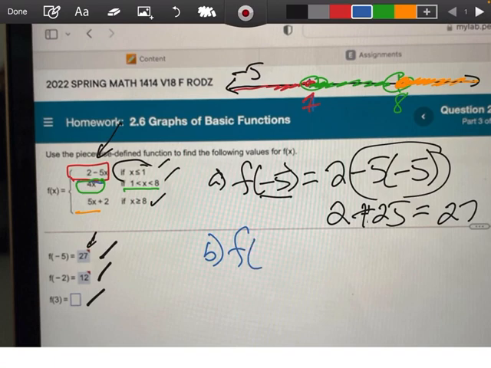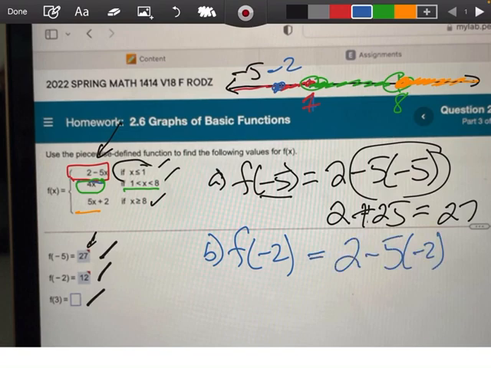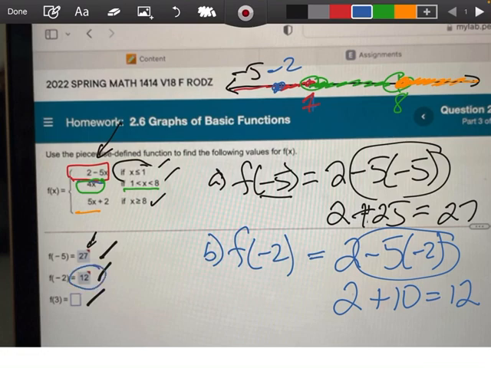Part B says we're going to find f of -2. So I want to figure out where would -2 be? Well, -2 would still be over here. It would still be in the red part. So I'm going to go 2 minus 5 times -2. So -5 times -2 is a positive 10. When I add those together, that gives me 12. And that's why my answer right there is 12.